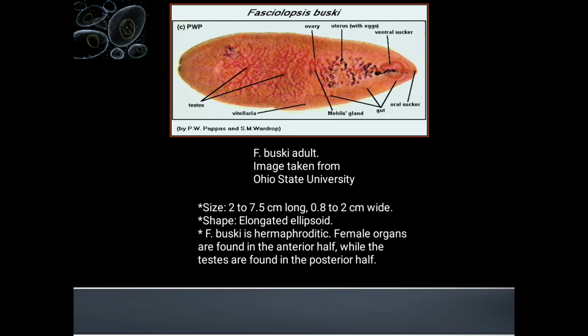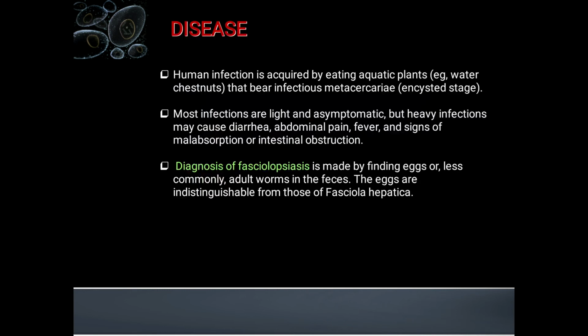These flukes are parasitic flatworms that infect various parts of the body, for example blood vessels, gastrointestinal tract, lungs, and liver, depending on the species. Fasciolopsis buski infects the gastrointestinal tract. Human infection is acquired by eating aquatic plants, for example water chestnuts, or kangkong, which is common, that bear infectious metacercariae or encysted stage.